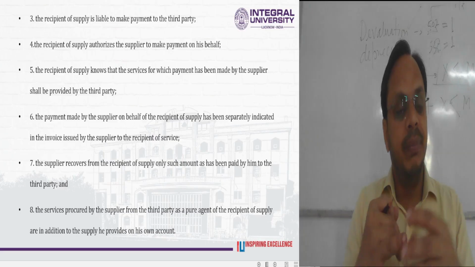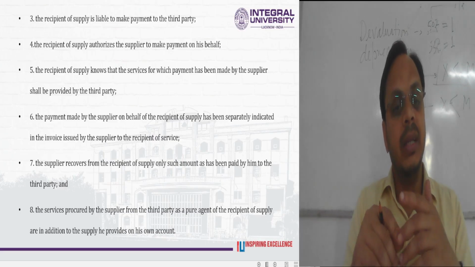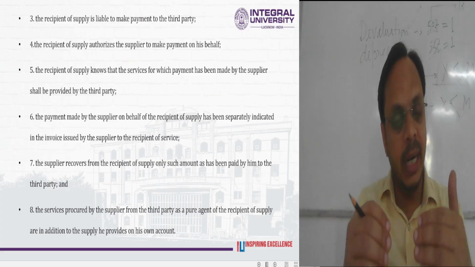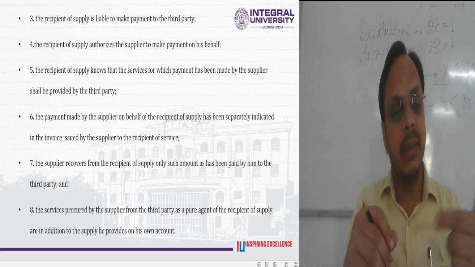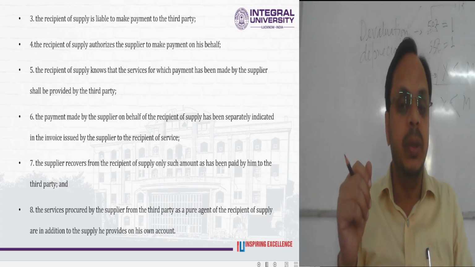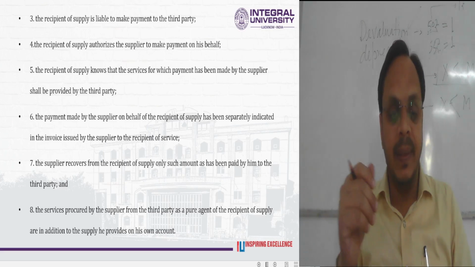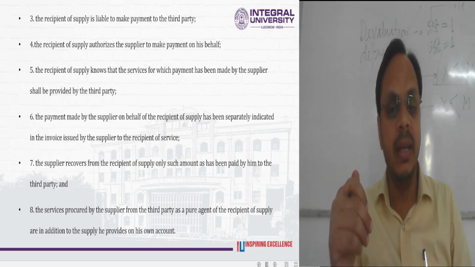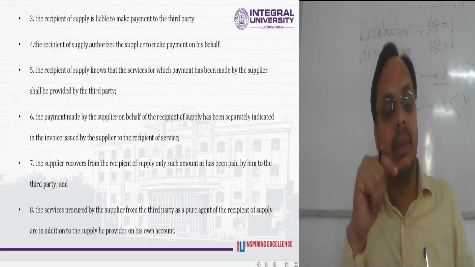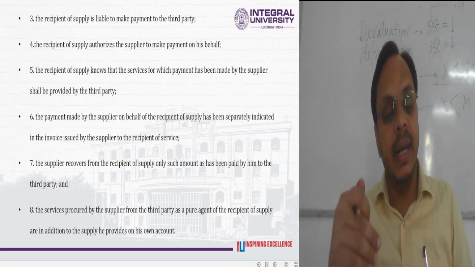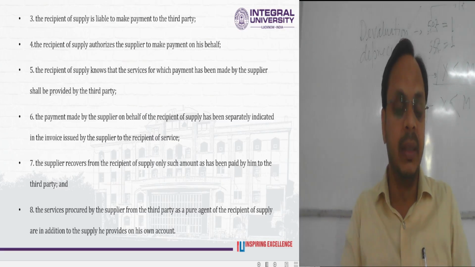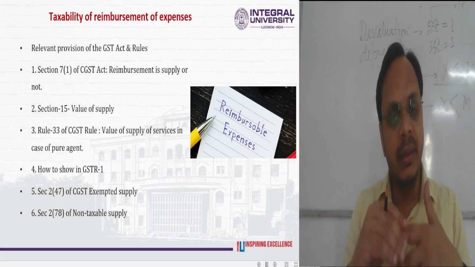The fifth condition is that the recipient of such supply knows that the services for which payment has been made by the supplier shall be provided by the third party. Condition number 6, the payment made by the supplier on behalf of the recipient of the supply shall be separately indicated in the invoice issued by the supplier to the recipient of the services. Condition number 7, the supplier recovers from the recipient of supply only such amount as has been paid by him to the third party. And the last, condition number 8, the services procured by the supplier from the third party as a pure agent of the recipient are in addition to the supply he provides on his own account. So out of these, the rest will be the value of the supply.